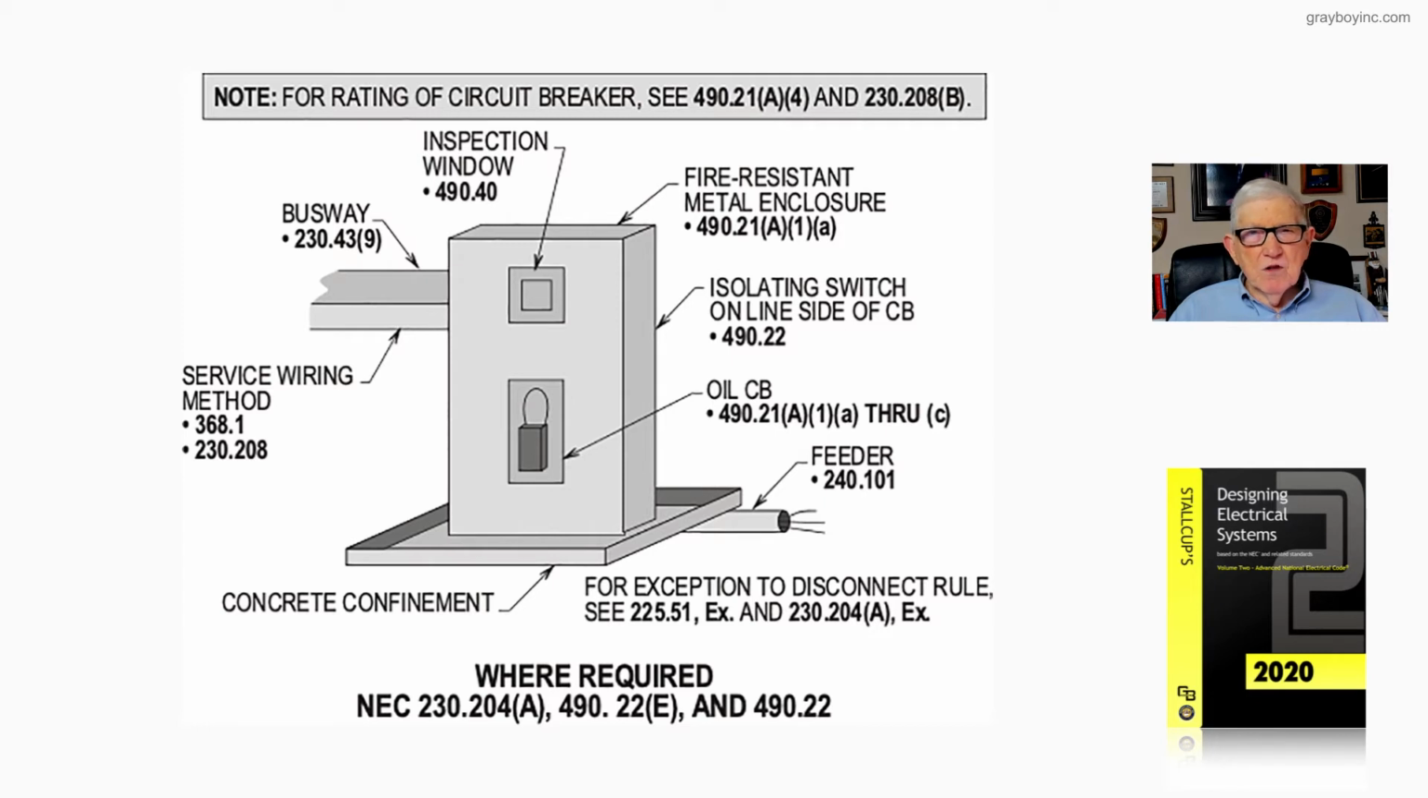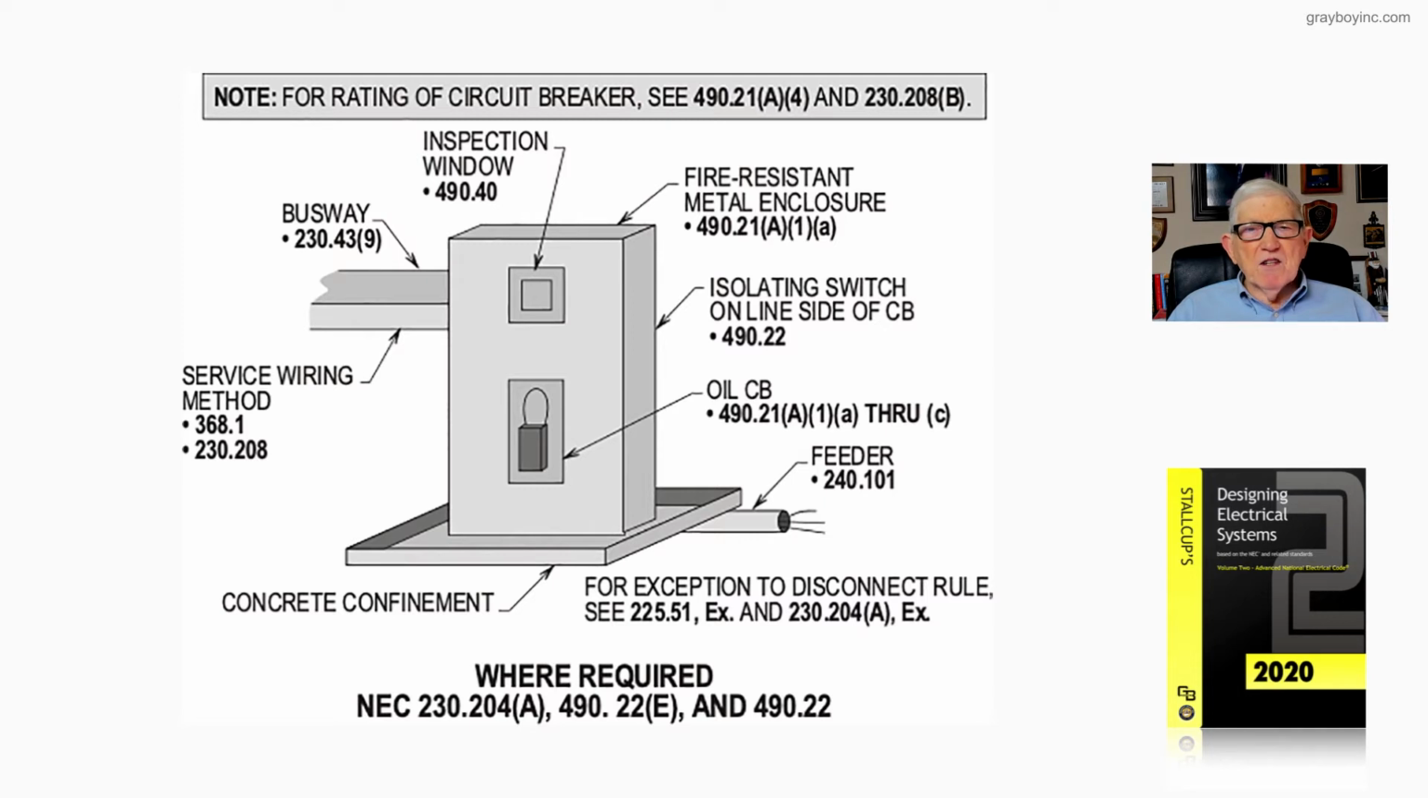Now, 490.22(A) deals with circuit breakers and how you would use them in a system. But here, (A)(4), we're using it as an oil type circuit breaker. And in 230.208(B), it says the 125% rule does not exist because you do not have to derate the loading of the circuit breaker 80% in accordance with the requirements in that section.